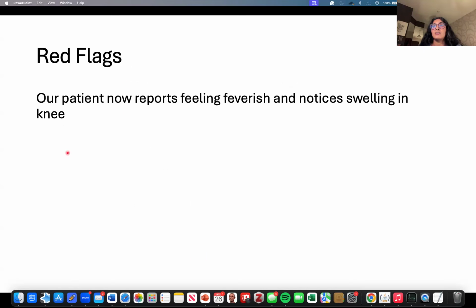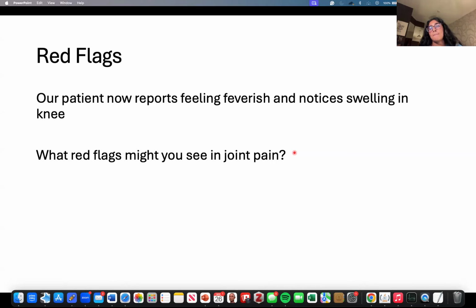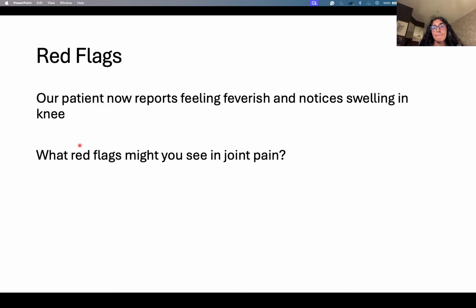So our patient now has fever and swelling in her knee. So any ideas of some of the red flags that you might see in joint pain? Some things that might come up in an SBA that you'd immediately think are bad news. Yeah, bone pain is a good one. Neurovascular status, good one. Those are pretty high yield. Pain out of proportion, yep, compartment syndrome.